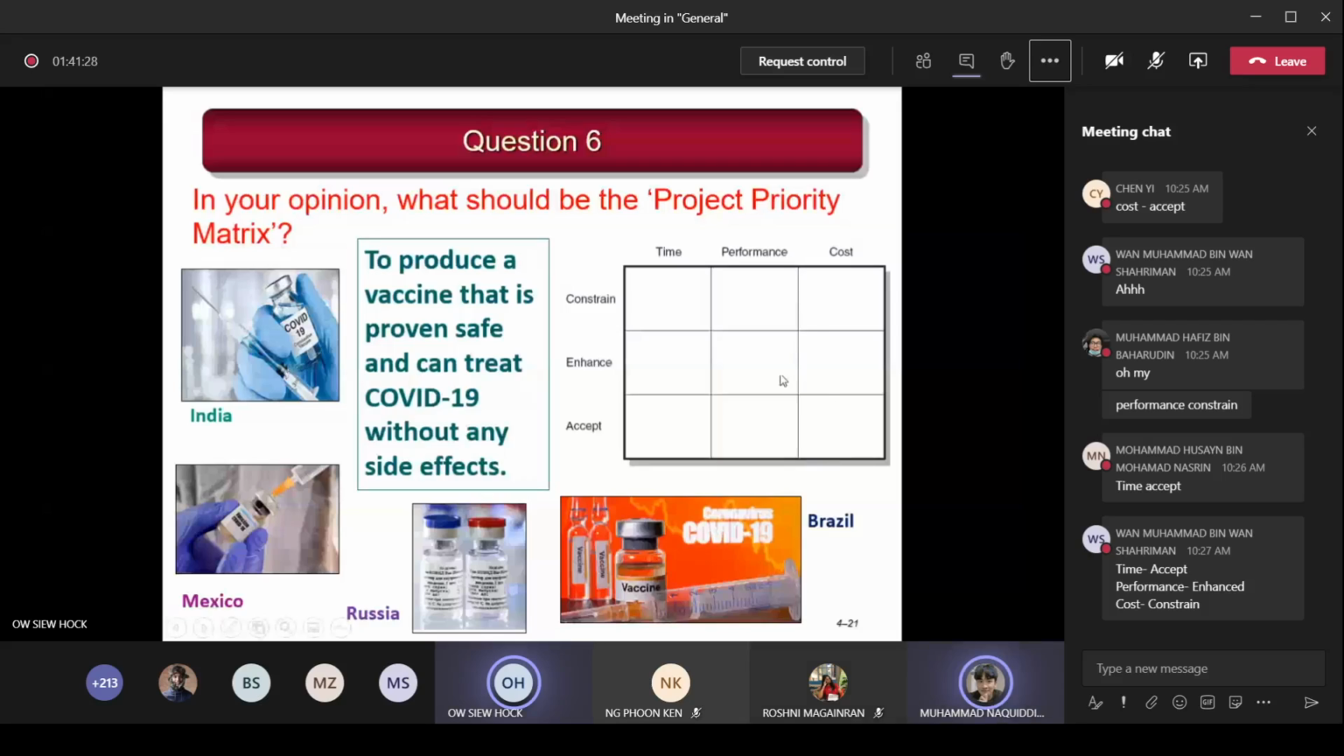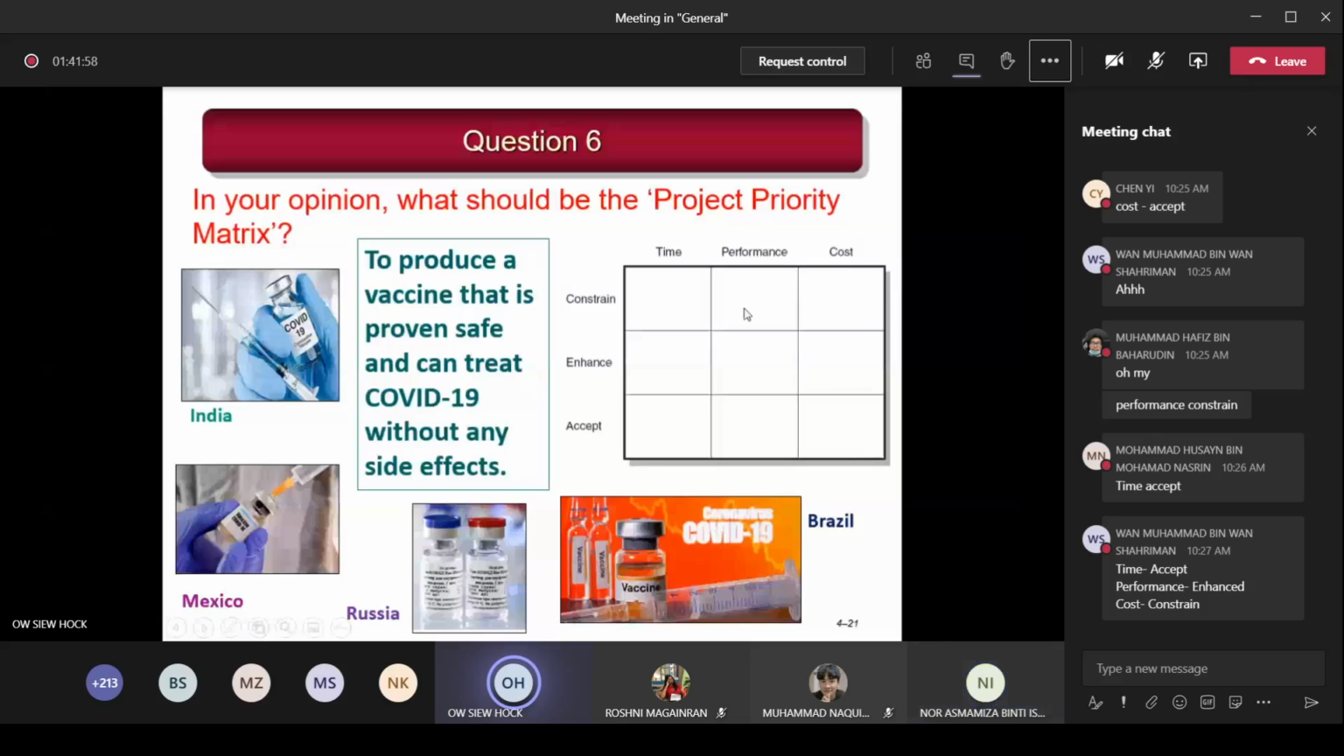Performance is enhanced. Time is accept. And then cost is also accept. Performance enhanced here, time accept here. Okay, this shape here, like that. Any other answers? Performance constraint. Yes. Next. Time?